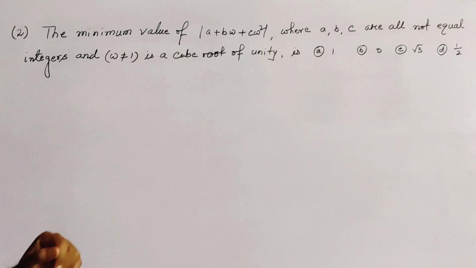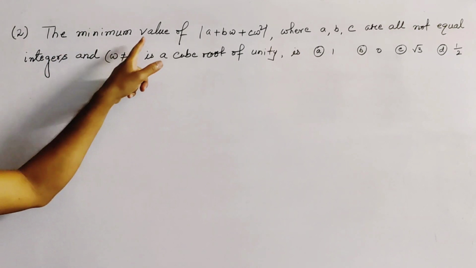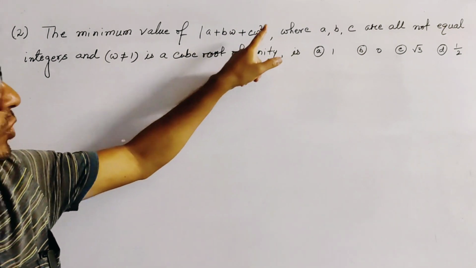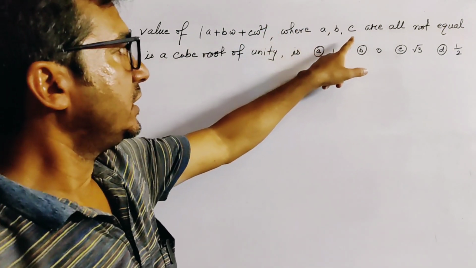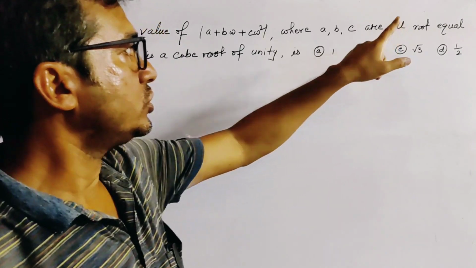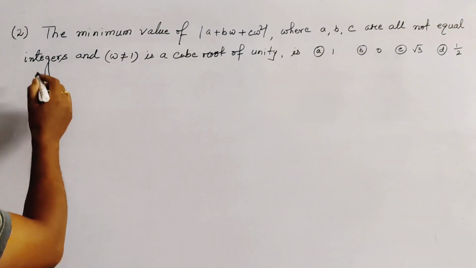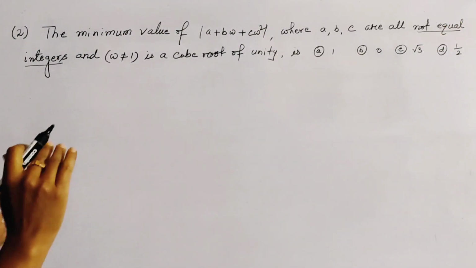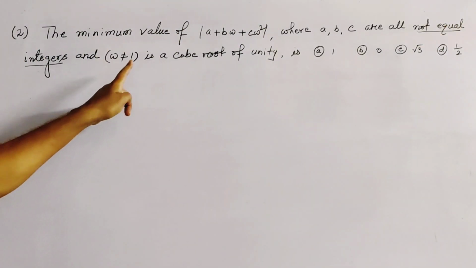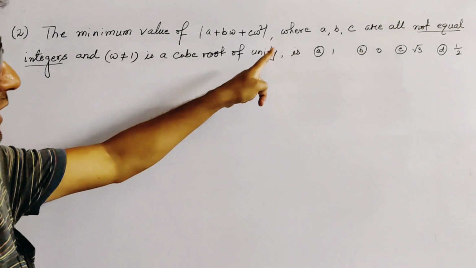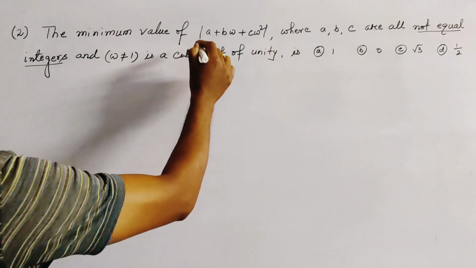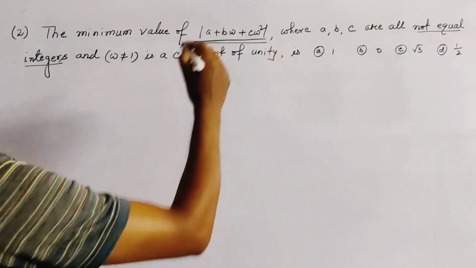The second one is the minimum value of mod of a plus b omega plus c omega square, where a, b, c are all not equal integers. Not equal integers, this is a very important phrase. And omega is a cube root of unity. Four options are given. We have to find the minimum value of this expression.